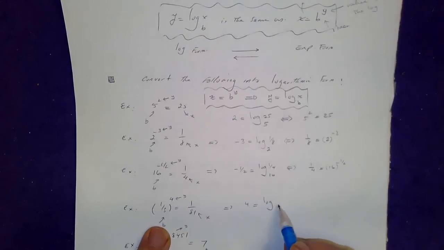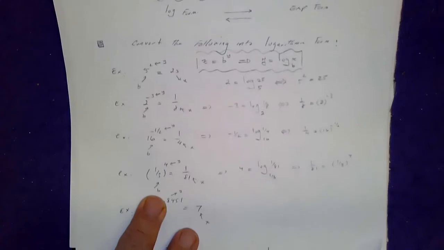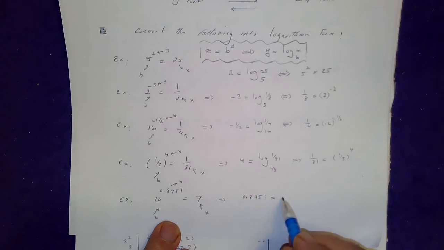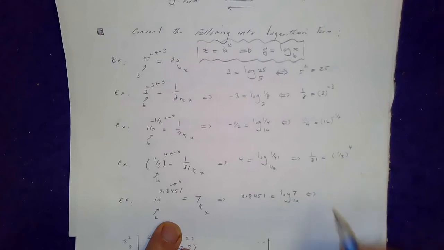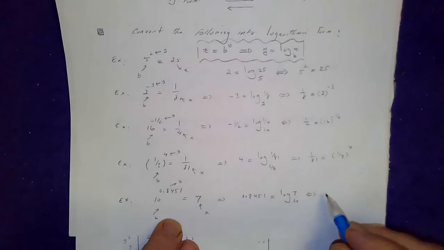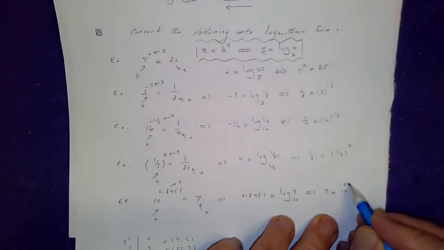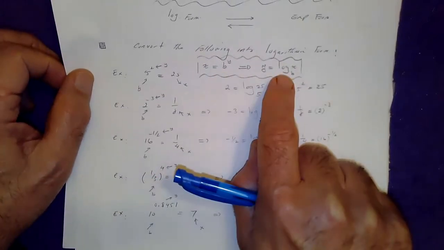This one is equal to 4 is equal to log of 1 over 81 base 1/3. In other words, 1 over 81 is 1/3 to the power of what? 4. Finally, this one is the same as 0.8451 equals log of 7 base 10. In other words, this is identical to saying x, which is 7, is equal to 10 to the power of 0.8451. So that's how you go from exponent form back to logarithmic form.